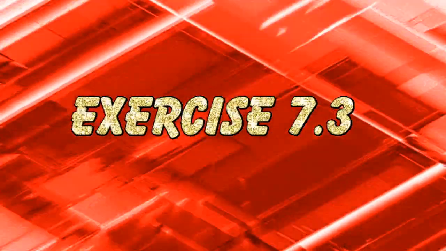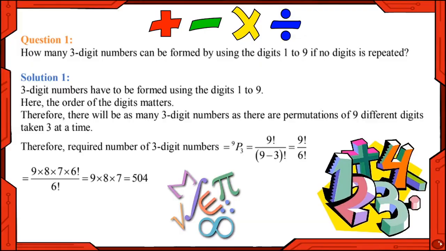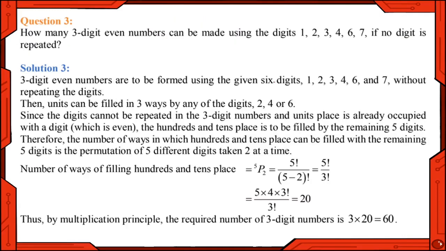Now let's discuss few questions of 7.3 to make the concept more clear. How many 3-digit numbers can be formed by using the digits from 1 to 9 if no digit is repeated? How many total digits do we have? 9. And how many do we have to take at a time? 3 at a time, 3-digit numbers. So total numbers will be 9P3, and we know the formula of permutation, factorial n upon factorial n minus r. Factorial 9 can be written as 9 into 8 into 7 into factorial 6, and then this cancels, and the answer is 504.